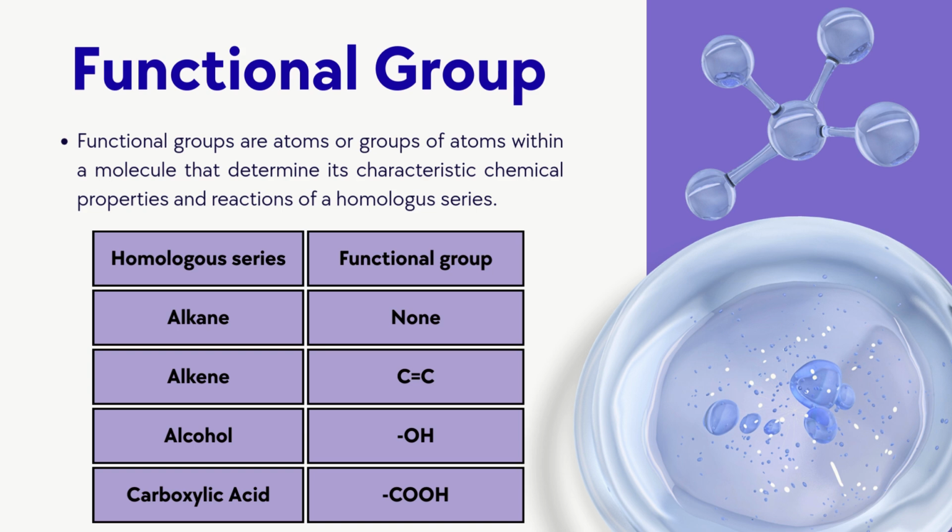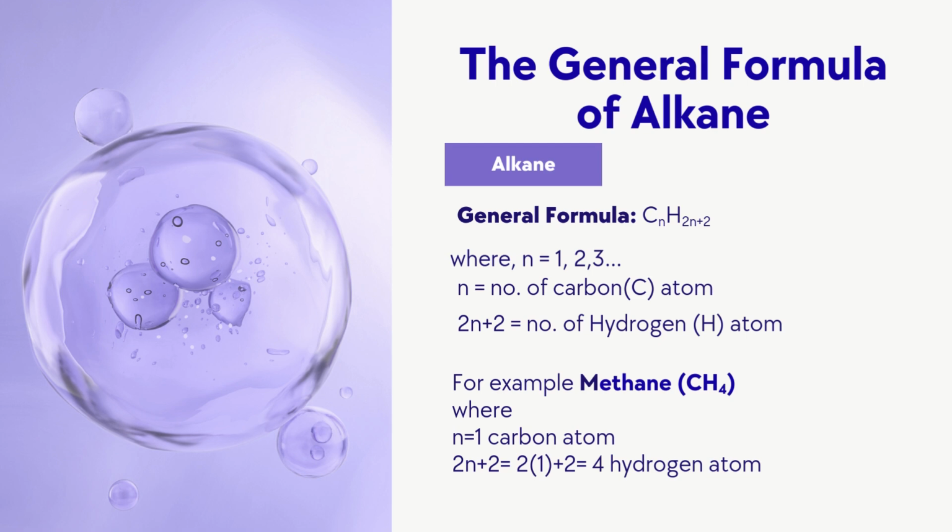carboxylic acid the COOH group. Now we are going to discuss the general formula of alkane, that is CnH2n+2, where n equals 1, 2, 3 and so on. n shows the number of carbon atoms. 2n+2 shows the number of hydrogen atoms. For example, methane, CH4, where n equals 1 carbon atom. 2n+2 equals 4 hydrogen atoms.